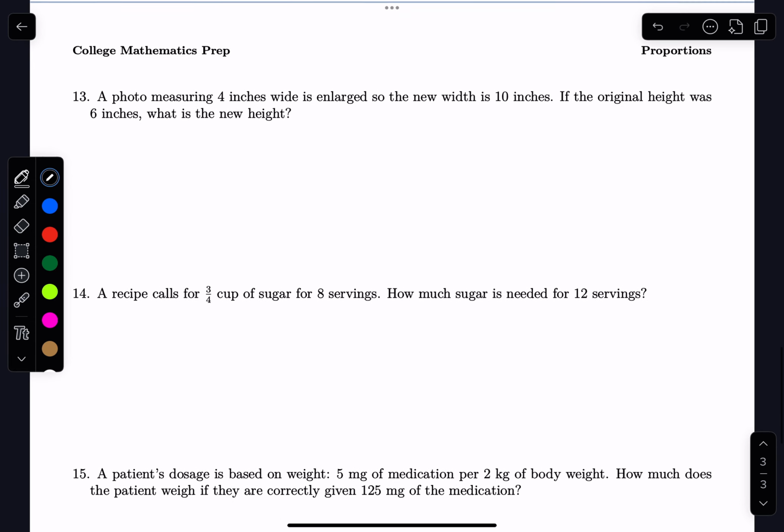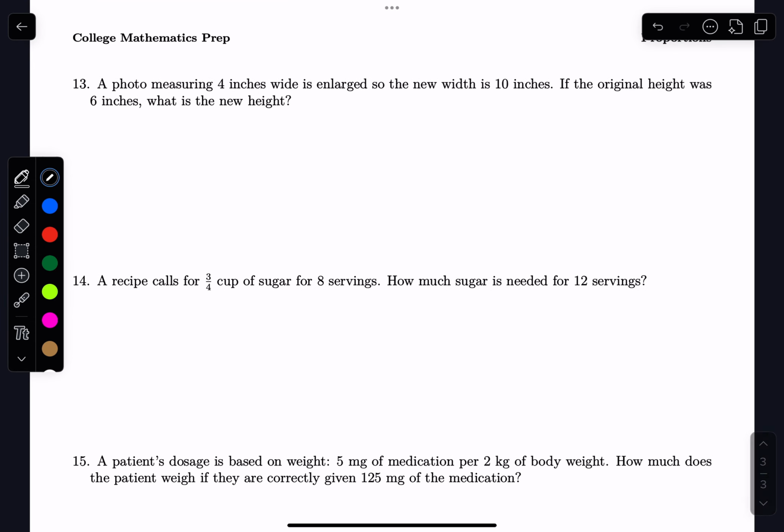Okay, a couple more of these. Number 13, we have that a photo measuring 4 inches wide is enlarged, so the new width is 10 inches. If the original height was 6 inches, what is the new height? So our new height is going to be measured in inches. So x inches, and I'm going to call it tall because we're talking about height and width. So I'm going to use tall for the height. So it's x inches tall is what we want to solve for.